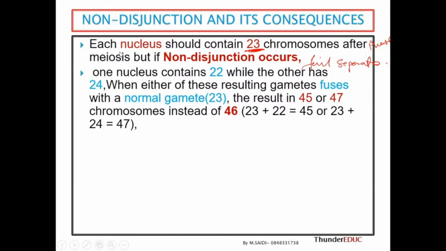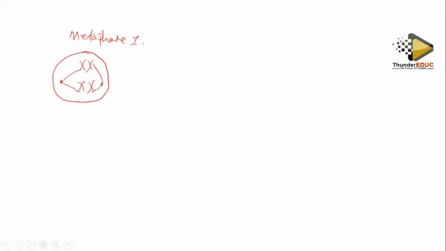So what happens in non-disjunction? Say you have a cell under metaphase I, and this cell has chromosomes. Remember, they are supposed to be aligned along the equator. We're explaining the process of non-disjunction. Now, in the normal cell, we expect it to be like in anaphase.